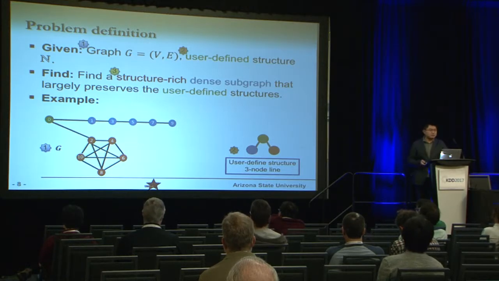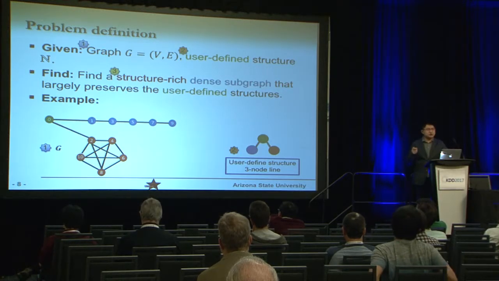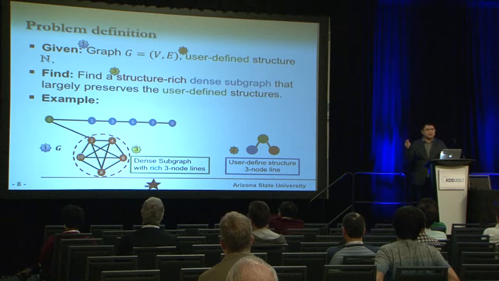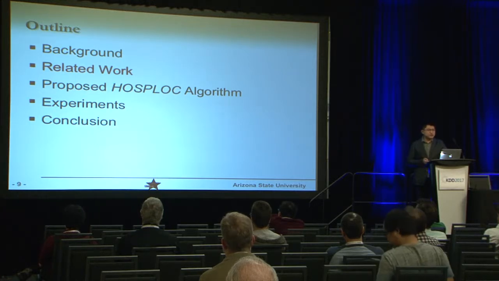So let's take an example. The left-hand side is a given graph, and on the right-hand side, the user-defined structure is a 3-node line. Our target is to find the dense subgraph that contains rich 3-node lines, just as in the red circle. So now I'd like to show some related works.